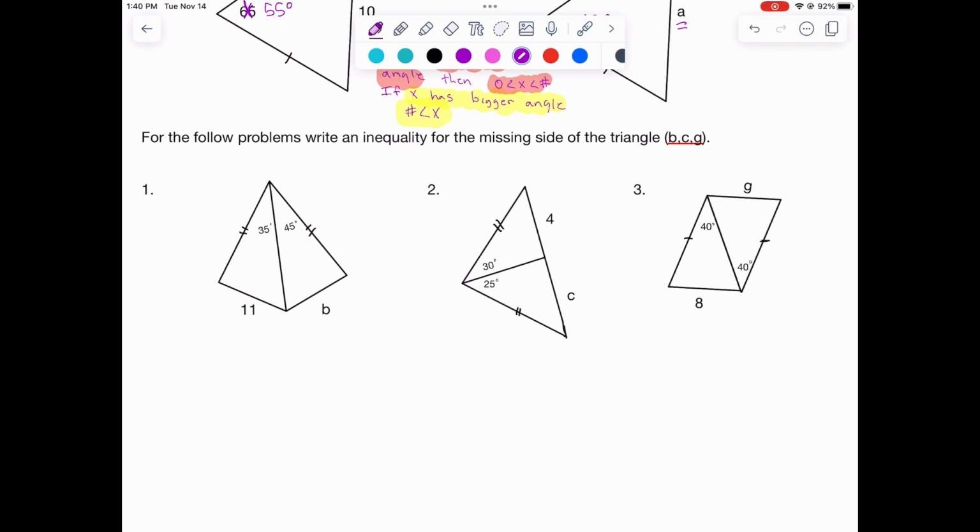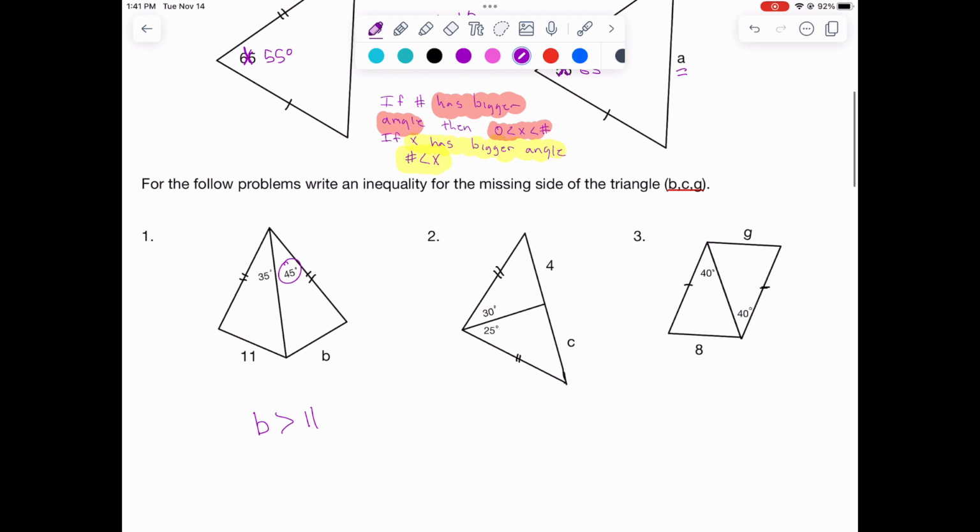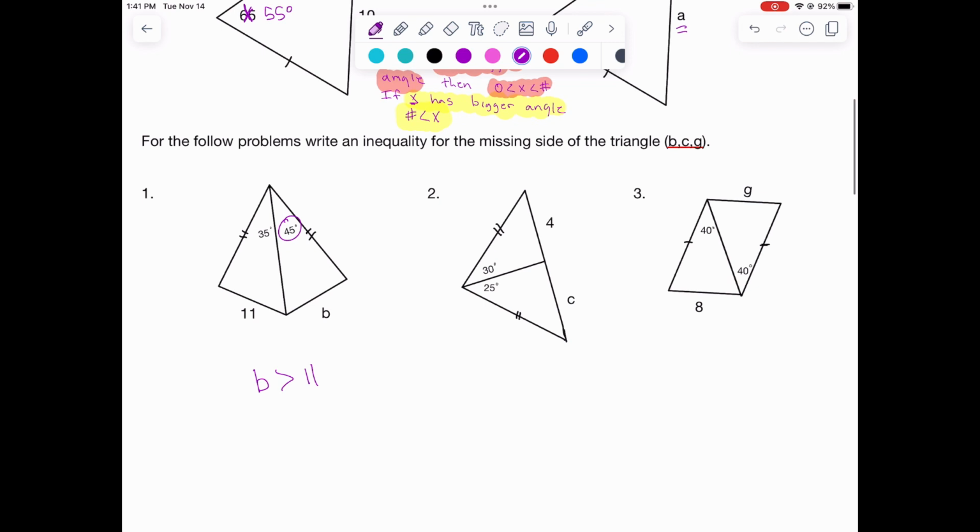Okay, first of all, I have to find out which angle is bigger. Well, 45 is bigger than 35. So I know that B is going to be larger than 11. And remember, B is basically my x in this statement above in yellow. X has the larger angle, so there is going to be no lower bound. Okay, so let's look at number 2. First, I need to identify my bigger angle, which in this case is 30. Great.